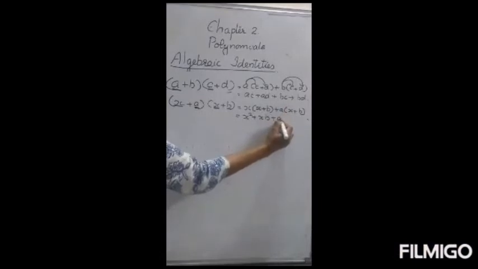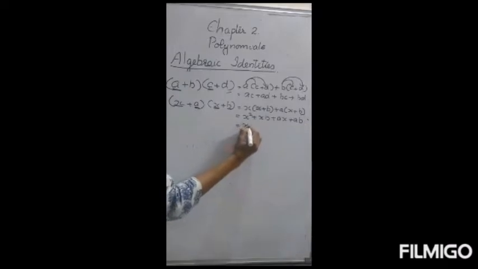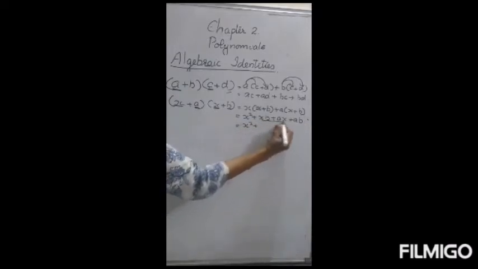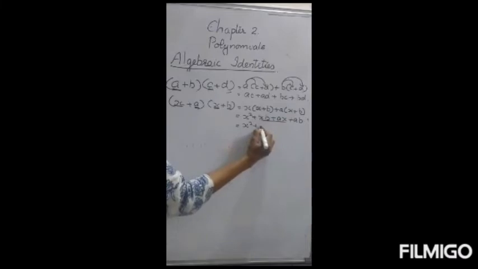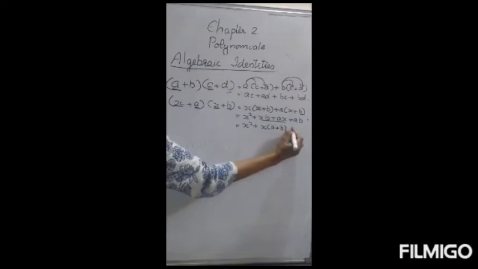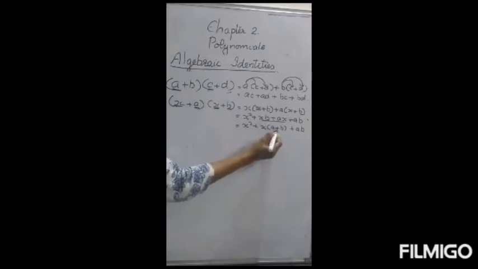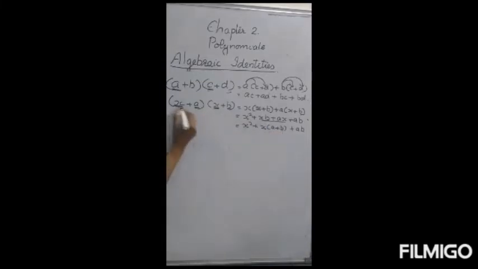Plus a into x plus ab. Here x square plus, from these two terms we can take x outside, so x into (a plus b), and here it is a plus b. That is, when the first terms of this product are equal, then it is x square plus the sum of the other two numbers, (a plus b) into x, plus the product of those numbers.